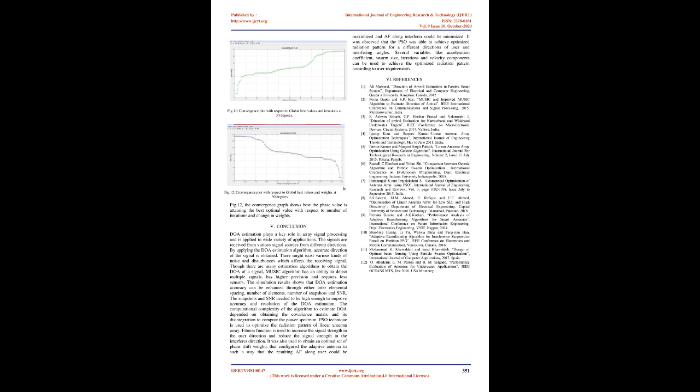The fitness function is used to increase the signal strength in the user direction and reduce the signal strength in the interferer direction. It was also used to obtain an optimal set of phase shift weights that configured the adaptive antenna in such a way that the resulting AF along the user could be maximized and the AF along the interferer could be minimized. It was observed that the PSO was able to achieve an optimized radiation pattern for different directions of user and interfering angles. Several variables like acceleration coefficient, swarm size, iterations, and velocity components can be used to achieve the optimized radiation pattern according to user requirements.